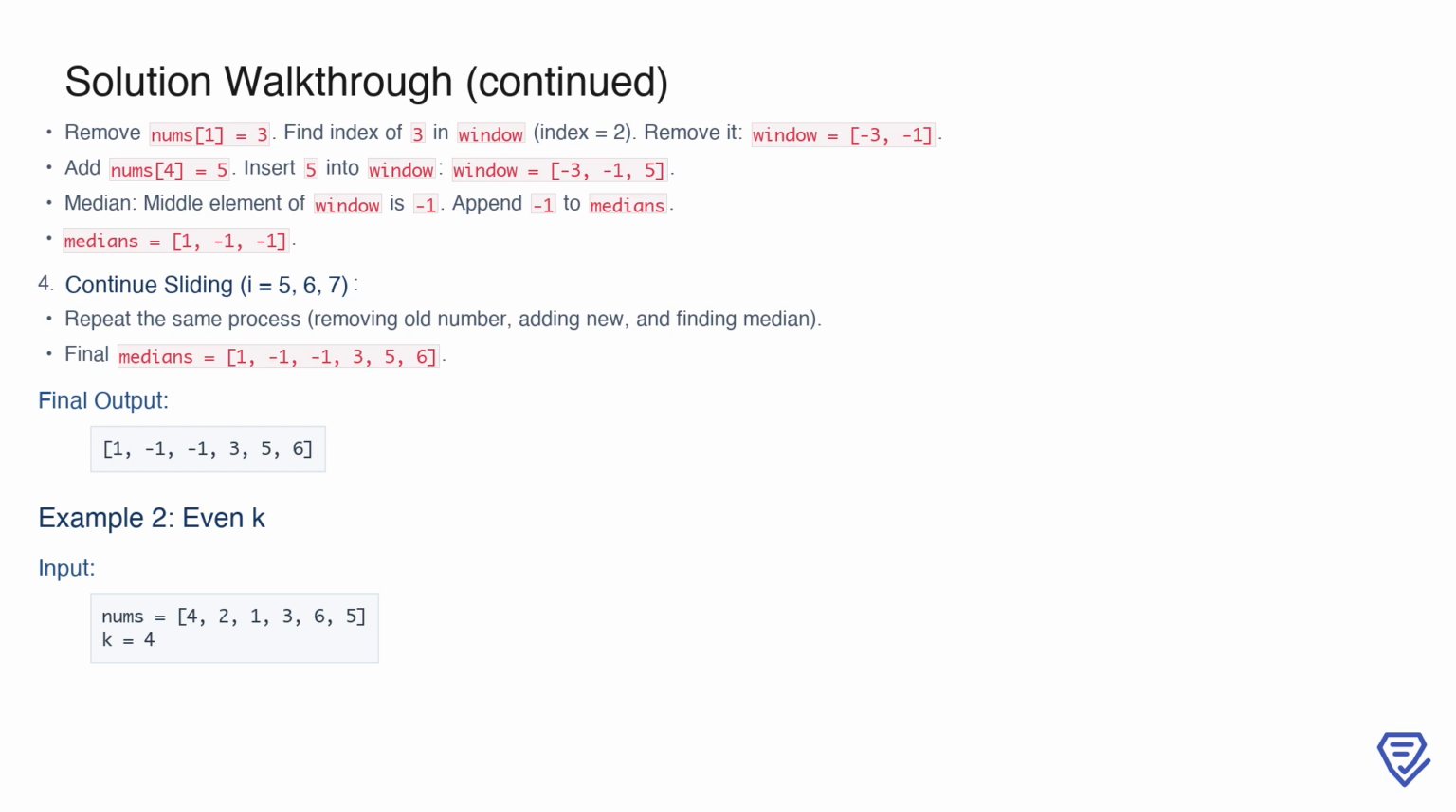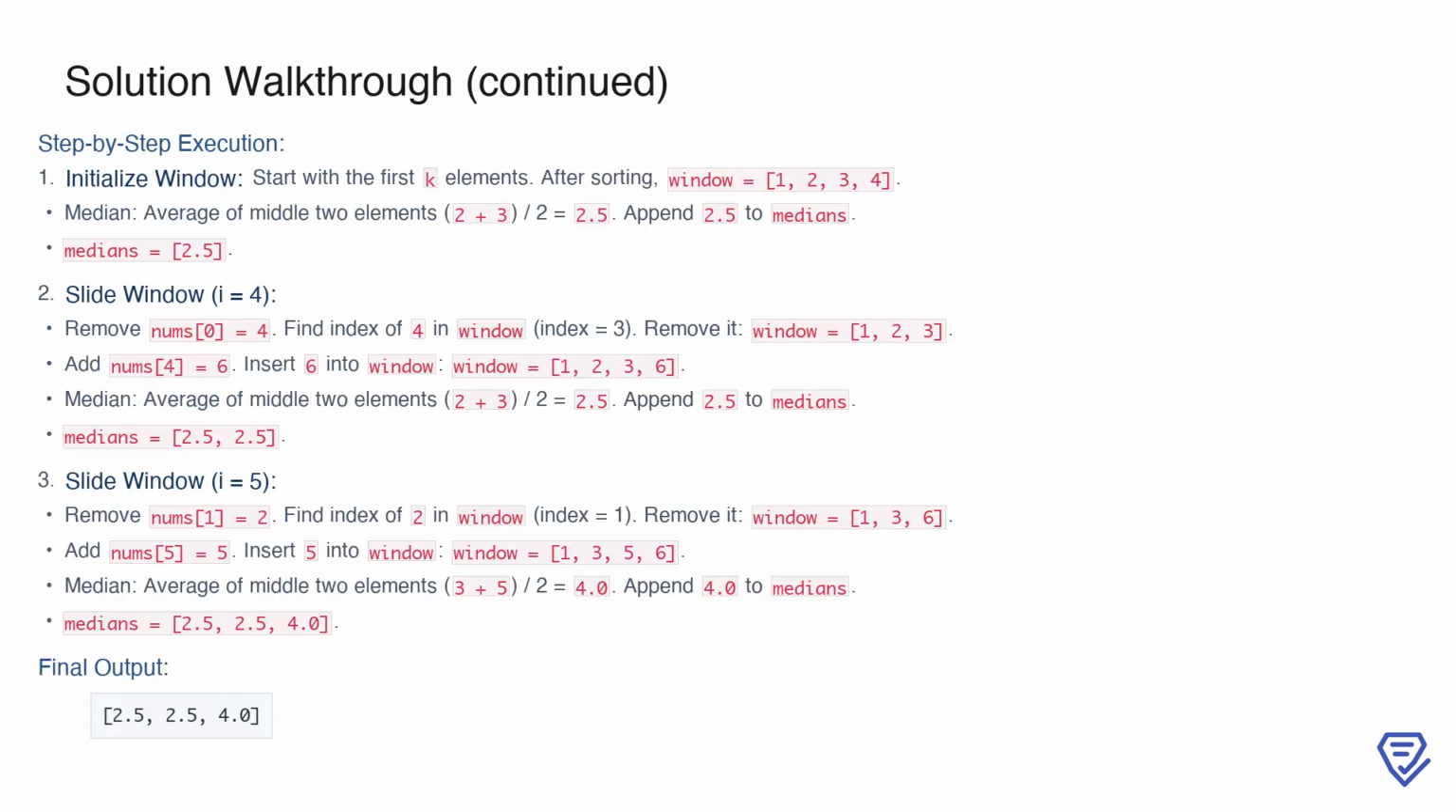Repeating this process for the remaining elements in the array, we remove the oldest element, add the next, and calculate the median for each step. By the end of the sliding process, the final medians list is 1, -1, -1, 3, 5, 6. This illustrates how the sliding window operates dynamically, managing the removal and addition of elements efficiently while maintaining the sorted order required to compute the median. Now, let's explore a case where the window size, k, is even.